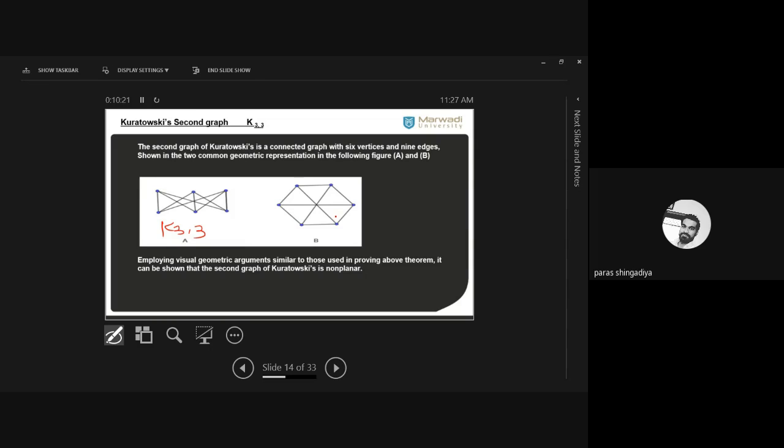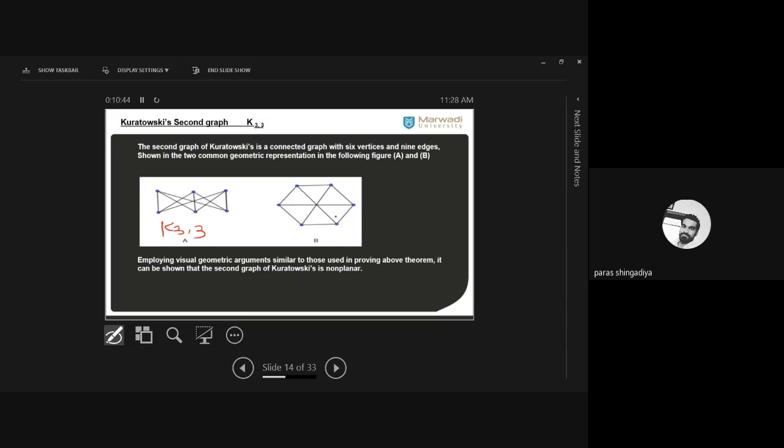Prove that K33 is a non-planar graph. You do not need to mention these 2 to 4 lines. Here you have to apply the similar visualized geometric argument that we used in the last theorem, that K5 is non-planar. You have to explain it in the same way.